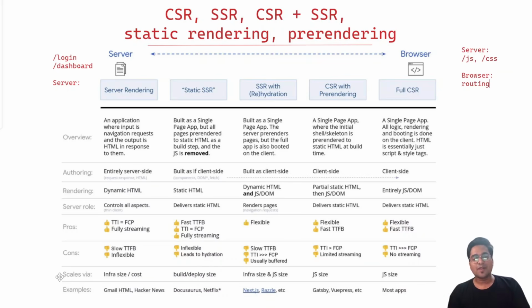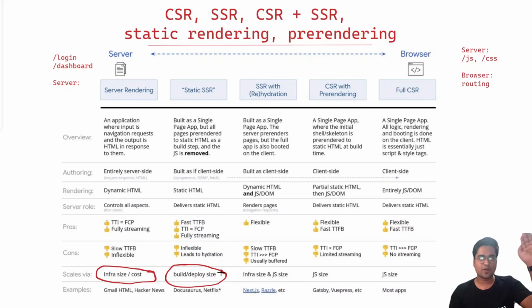Now, there are a couple of things that we have to understand. What is the cost of these different mechanisms, right? The first one, server-side rendering, is going to cost you a lot in terms of your infra size. The reason is that every request needs to be handled from the server. Second, this is going to cost you when you are building and you have to keep all those assets. Your storage is basically going to be very costly.